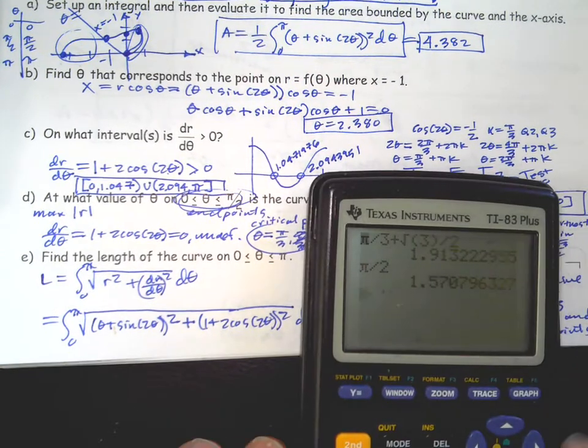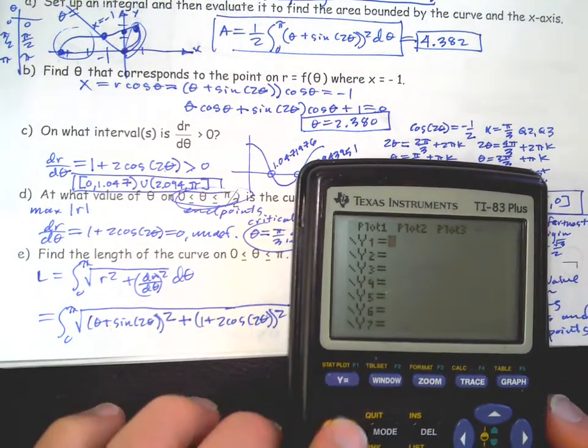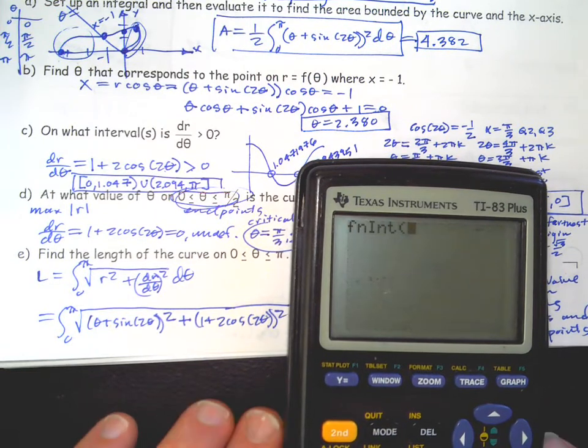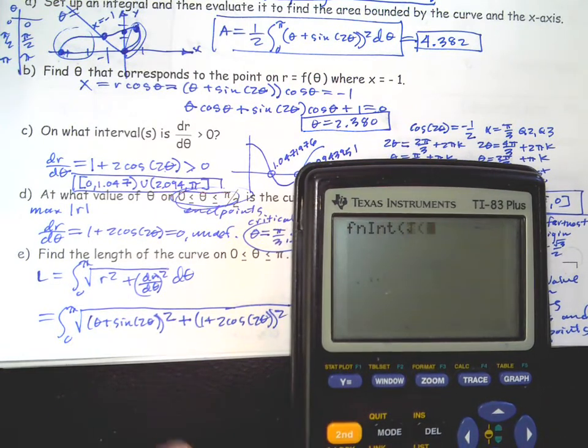And I'm just going to put that in our calculator. So I wouldn't be in polar mode for this. I would just do math 9, put x's for all those. So it's going to be square root, parentheses, x plus sine 2x, close the sine, close parentheses, squared, plus, parentheses, 1 plus 2 cosine 2x, close the cosine, close parentheses, squared, close parentheses on square root, comma x, comma 0, comma pi. Enter.